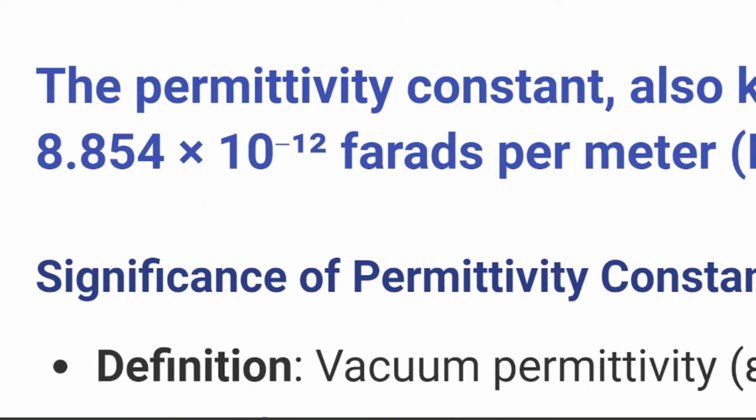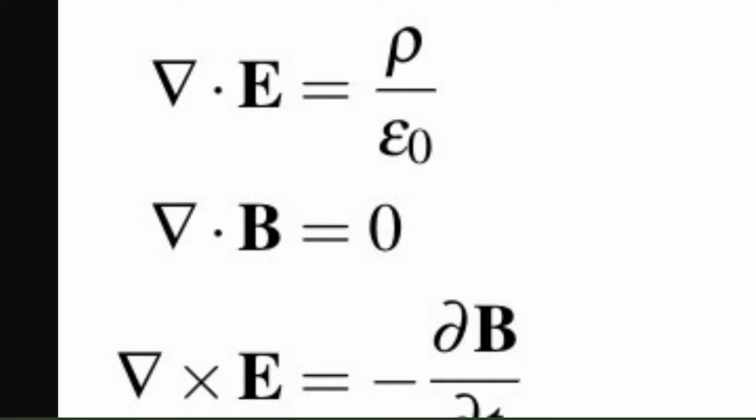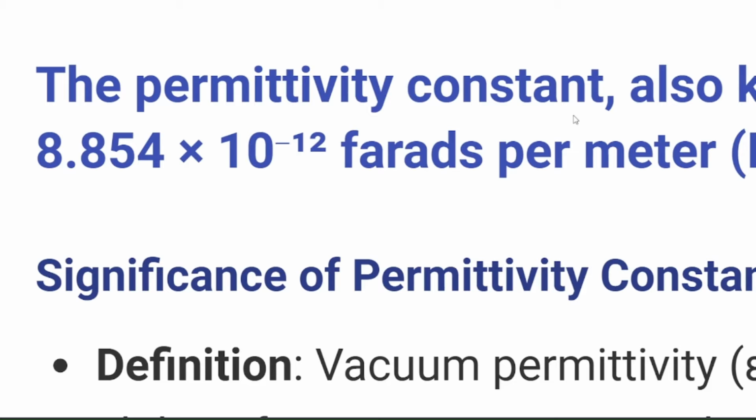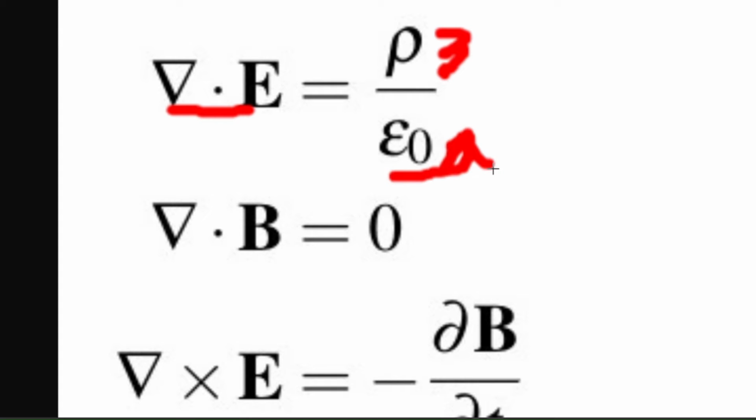If you have seen this, the divergence of the electric field at any point is nothing but the charge density at that point divided by the permittivity of that space. Epsilon naught is the permittivity of vacuum. If it's another medium, you will Google it, because different materials have different permittivity. The physical significance of permittivity is how much the material permits the electric field lines.